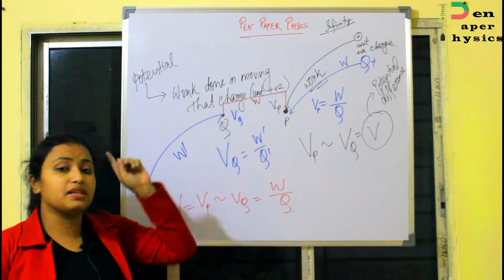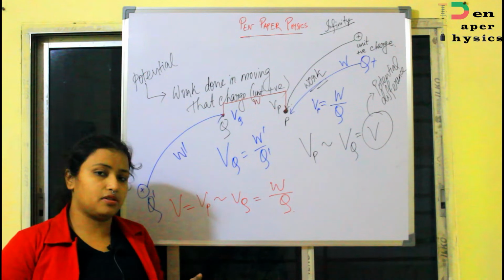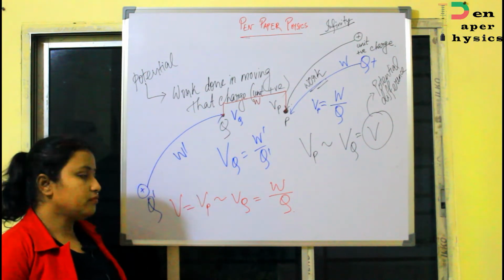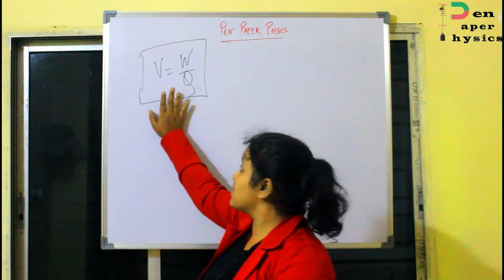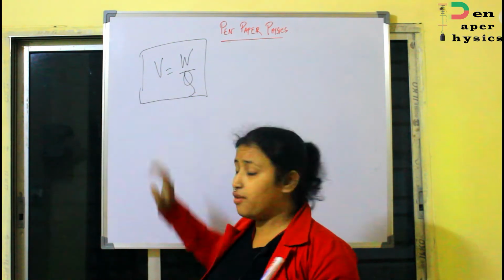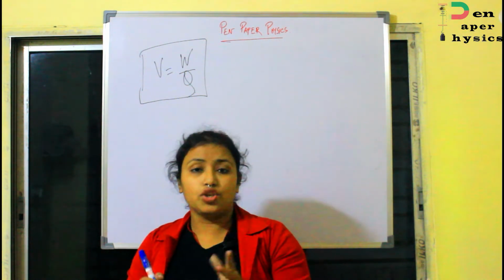Infinity to that point is the potential, and from one point to another is the potential difference. Okay? So this is the definition that we have learned, the formula for V, that is the potential difference. Now we will learn about its unit.